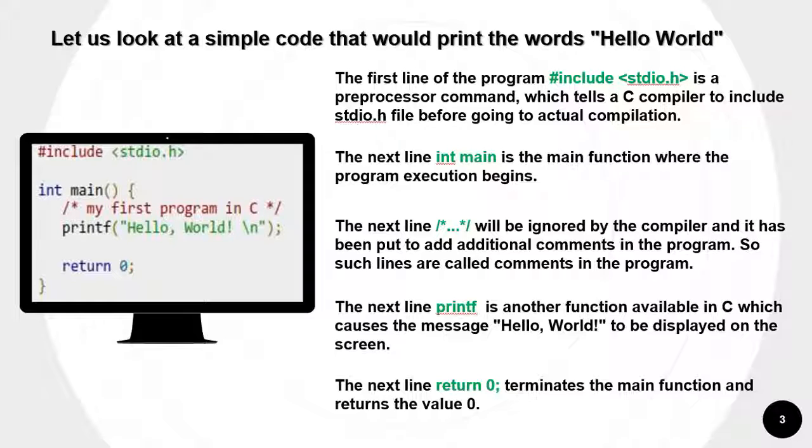The next line, /* ... */, will be ignored by the compiler, and it has been put there to add additional comments in the program. So such lines are called comments in the program. The next line, printf, is another function available in C, which causes the message "Hello, world" to be displayed on the screen. The next line, return 0, terminates the main function and returns the value 0.